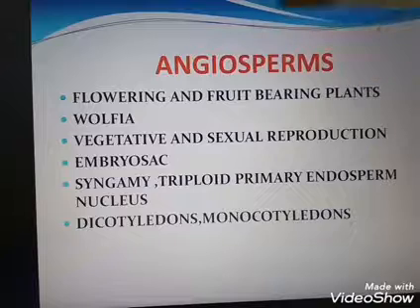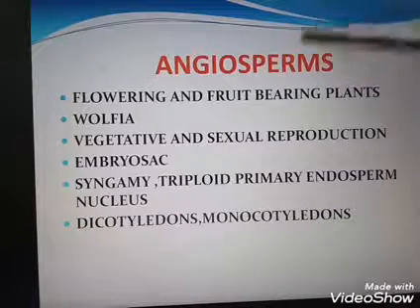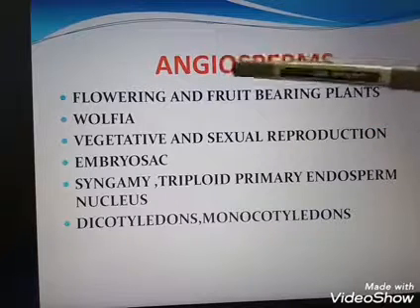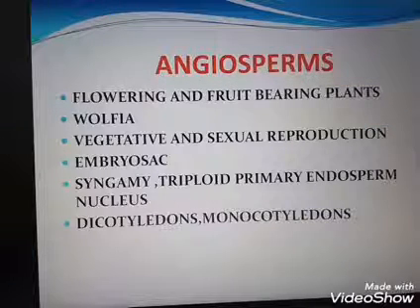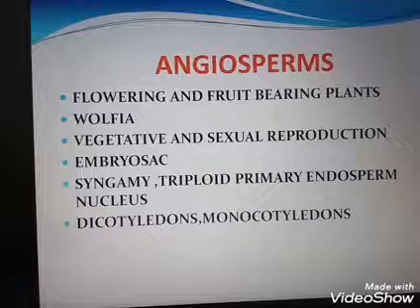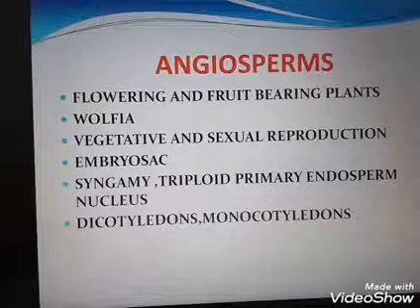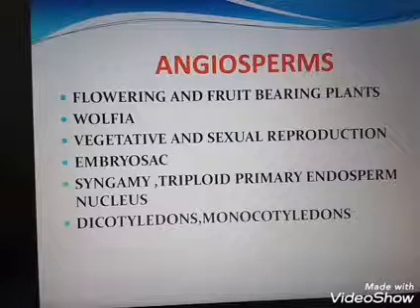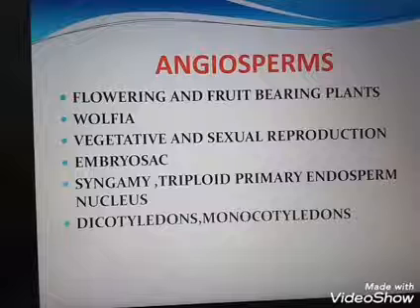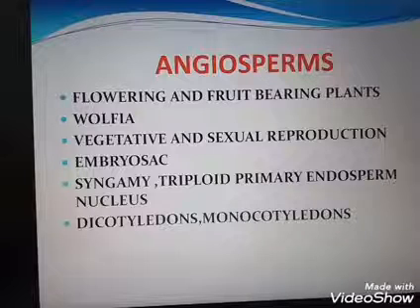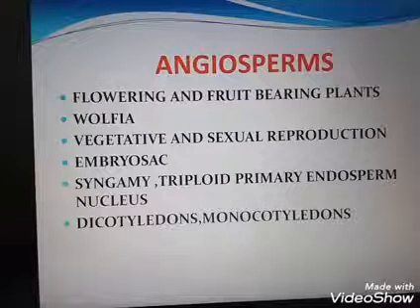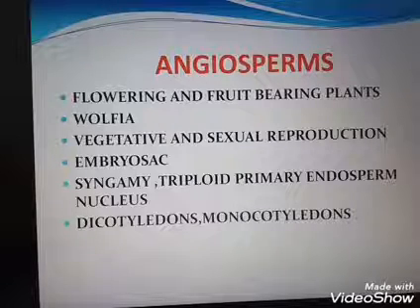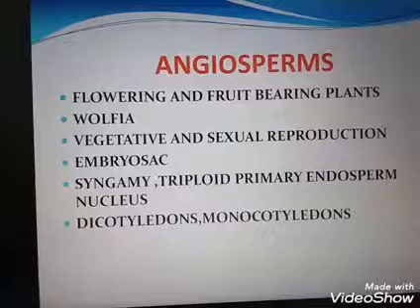The word angiosperm comes from two words, angion, A-N-G-I-O-N, and sperma. Angion means hidden, and sperma means seed. That indicates that angiosperms are seed bearing and flowering plants. So angiosperms are flowering and fruit bearing plants. The seeds are protected within a fruit and are sporophytic.